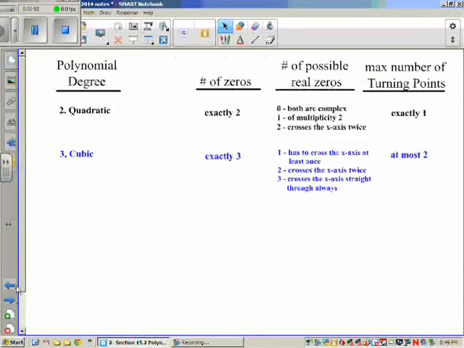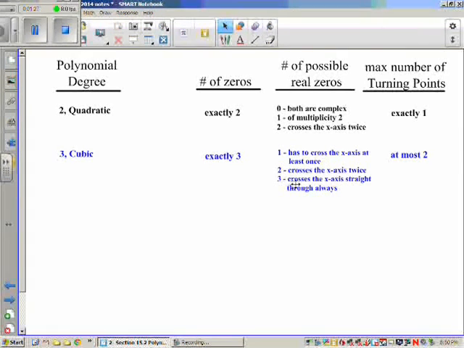And if we take a look at the information in table form, cubic functions, degree 3, have exactly 3 zeros still by the fundamental theorem of algebra. You must have at least 1 real zero. And that's if it curves and doesn't get back down to the x-axis before it curves back up. 2 if it crosses the x-axis twice. And then 3 if it crosses the x-axis straight through in all 3 places.